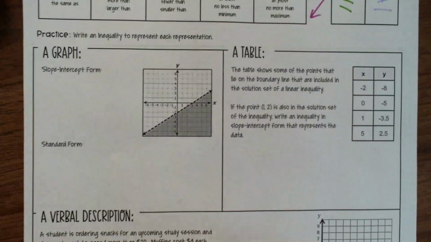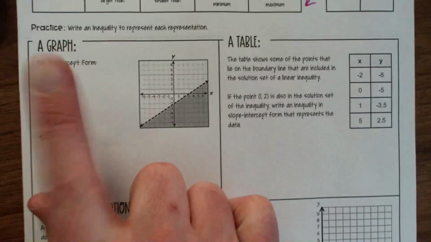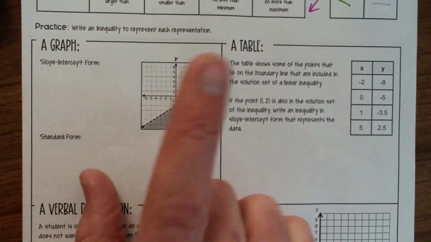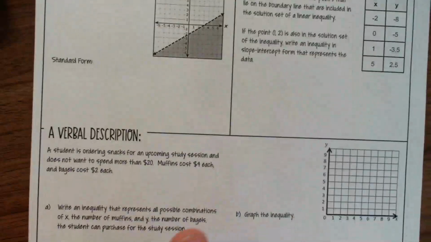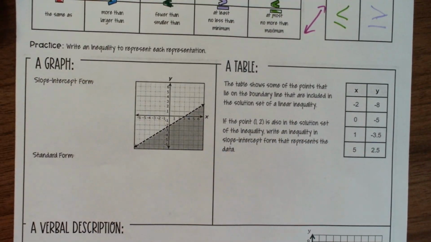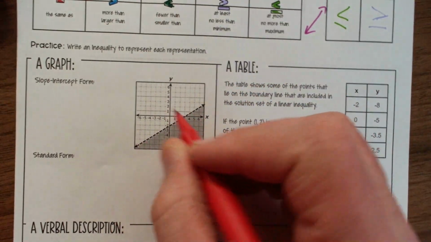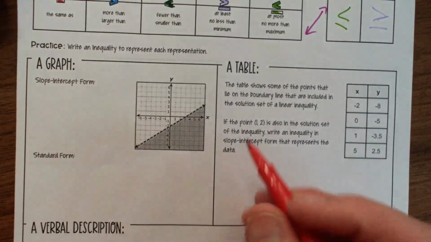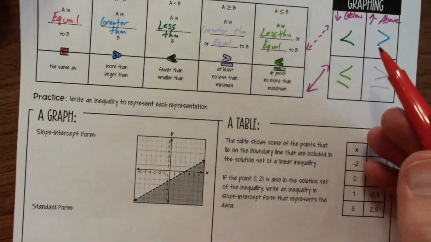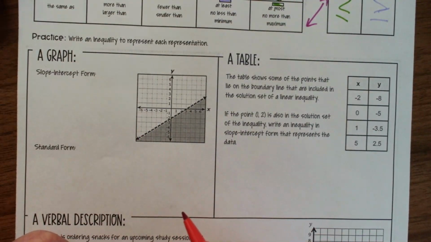So we're going to go ahead and write an inequality that represents each of the representations. So whenever we're given a graph or a table, we want to start off trying to go into slope-intercept form, mainly because if we start in slope-intercept form, it makes it easier for us to get the correct inequality. And if we have to convert it into standard form or a different form, we can from here.